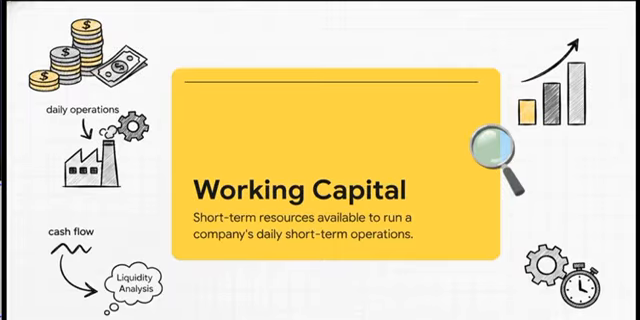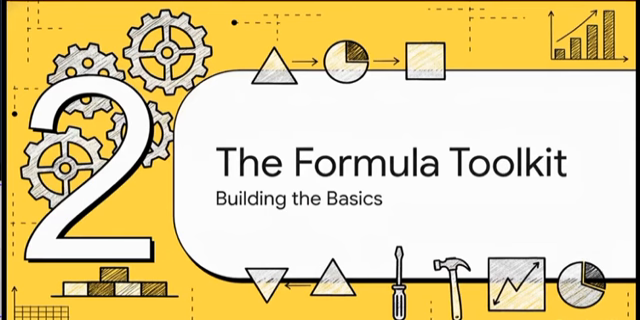Working capital is simply the short-term resources a company has available to run its daily short-term operations. Basically, it's the business's raw strength to manage everyday expenses. This ties directly into liquidity analysis and cash flow management. Trust me, if you don't grasp this baseline concept, the rest of the financial statements just aren't going to make sense. Moving right along to Section 2, the Formula Toolkit.